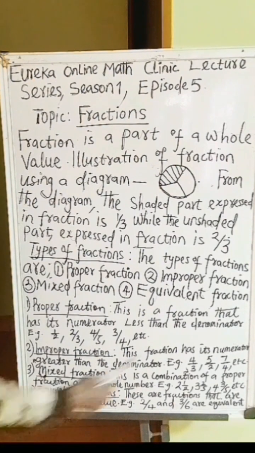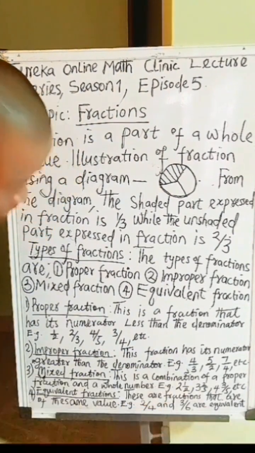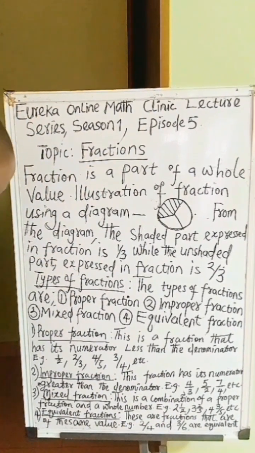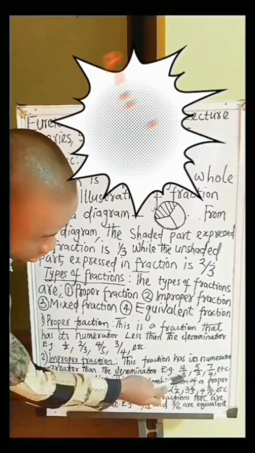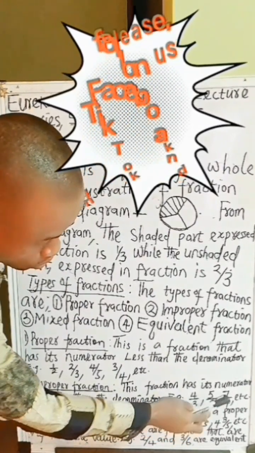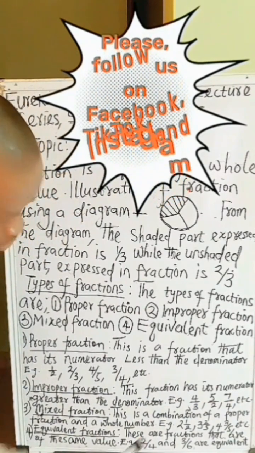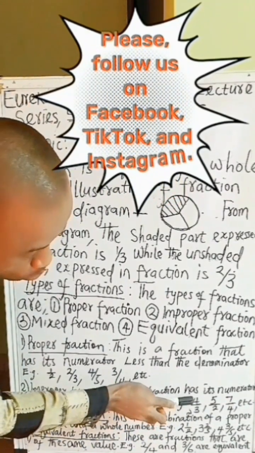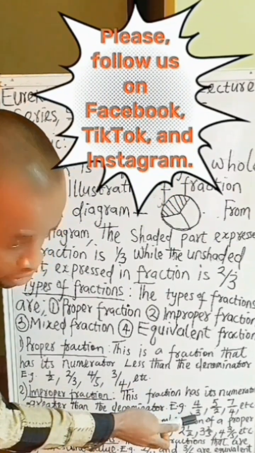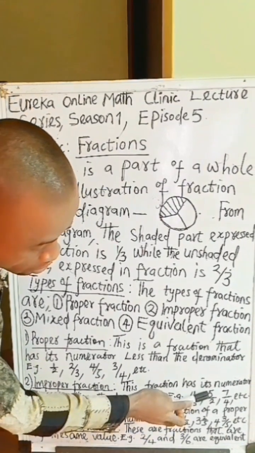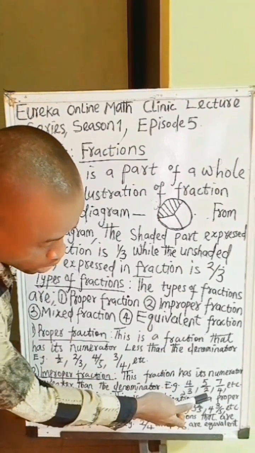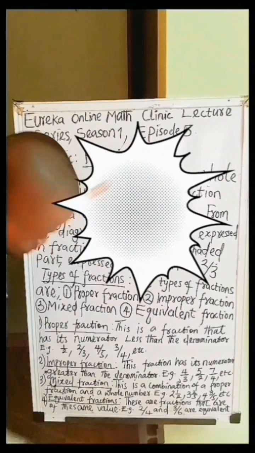Examples, we have 4/3. That is an improper fraction. 4 is greater than 3. 5/2, 7/4, and so on and so forth. So 4 is the value on top, that is the numerator, while 3 is the value down, the denominator. Here 5 is the value up, numerator, while 2 is the value down, denominator.